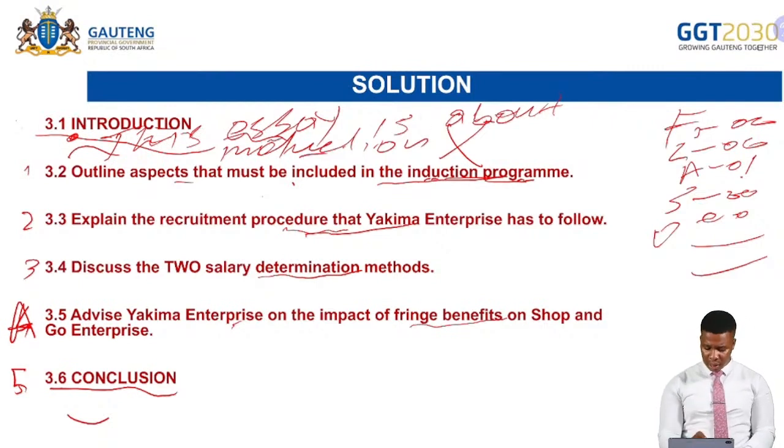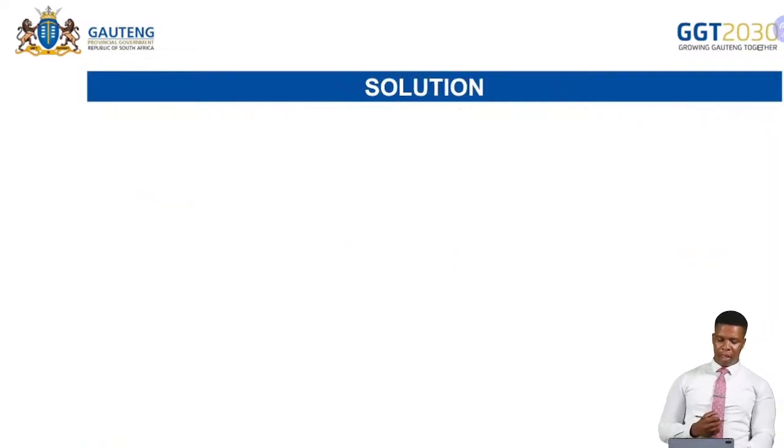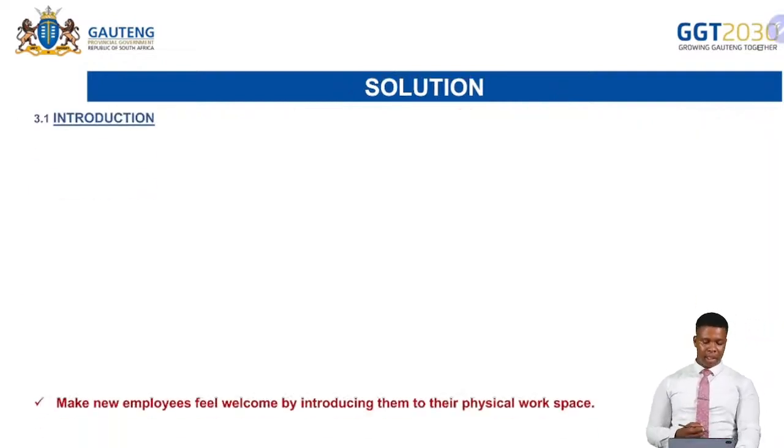not saying this essay is about, because we know what the essay is about. The essay is about the induction program. The essay is about the recruitment procedure. It's about the salary determination. So do not tell us or repeat that; we know that. Take one of the points in your induction program, one of the points in your recruitment, one of your points in your salary determination or the impact. Then let's see the actual essay. This is how you should approach it.